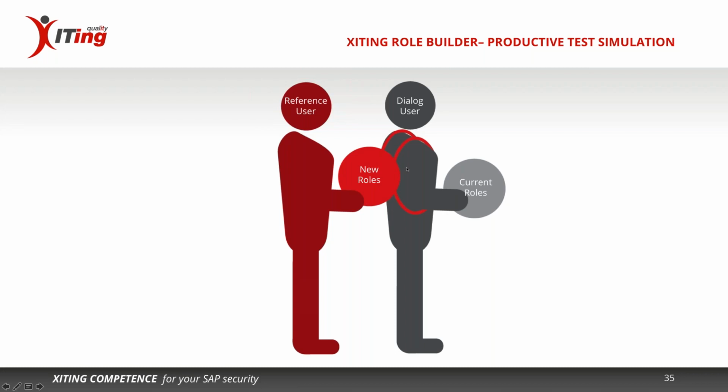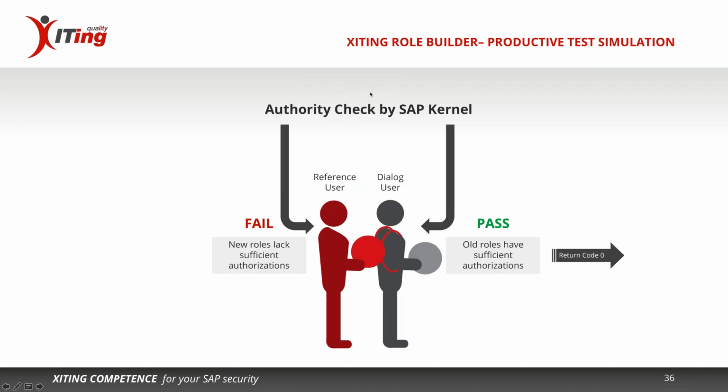So the way it works is whenever the SAP kernel performs an authorization check, it does it against the reference user first, and if that fails, it does it against the dialog user. And if that passes, that means the user is not impacted because the authority check passed or succeeded. It only failed against the reference user, which is an indication that the new roles that we have assigned to the reference user are lacking certain authorizations that the old roles that are assigned to the dialog user have.